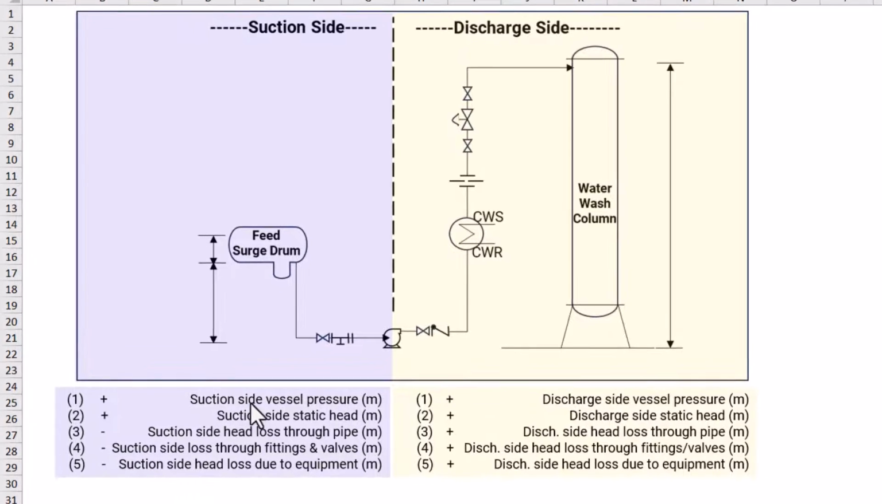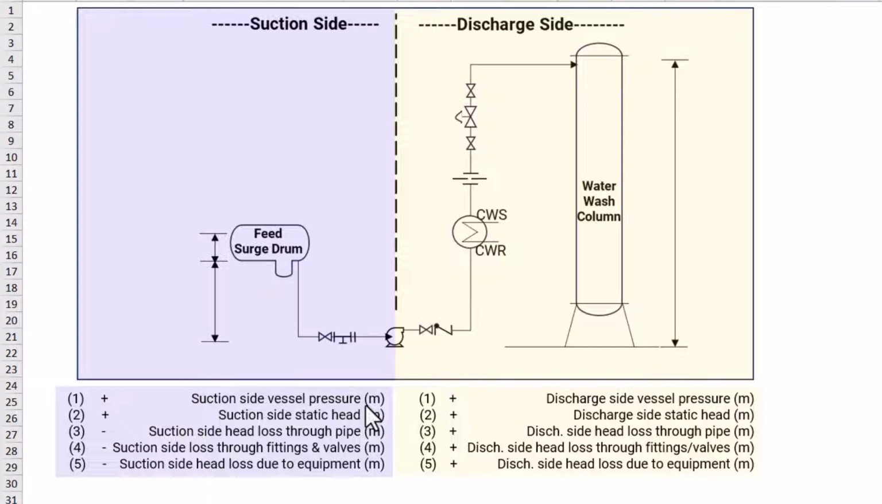First is the suction side vessel pressure. Here we will talk in terms of head, so in terms of meters. How much pressure is there in this suction side vessel? We also need to know the suction side static head. This is the liquid level in this surge drum with respect to the pump center line.